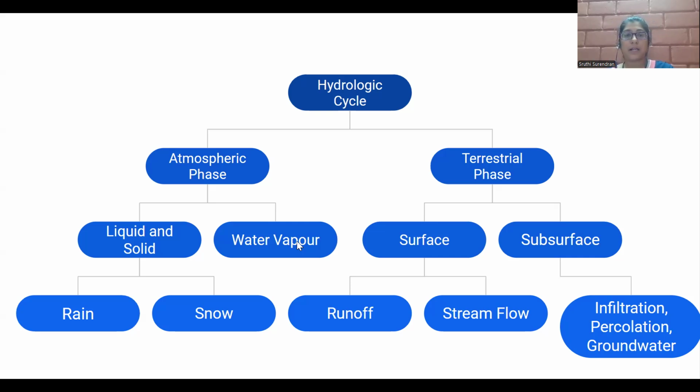From this, a variety of questions can come. Under which phase does the precipitation component of the hydrological cycle come? It will be under the atmospheric phase. And what are the components of the hydrological cycle that come under the subsurface terrestrial phase? Some examples are infiltration, percolation, groundwater, etc. So this is one whole idea about what the hydrological cycle is. That was the first question. Moving on to the second question.